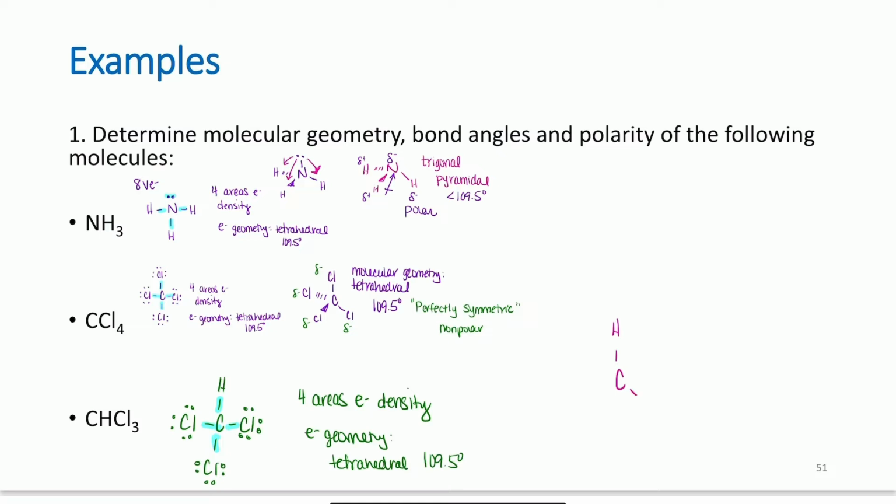Carbon bonded to a hydrogen and 3 chlorines. Again, I'm not going to write the lone pairs in the chlorine here because they don't affect my geometry. They're outer atoms. So this stays tetrahedral for its molecular shape, which means 109.5 degrees. But now I have to look at polarity. Chlorine is more electronegative than carbon or hydrogen, which means that these chlorine atoms are pulling electron density to themselves, and hydrogen can't counteract that. This is a polar molecule.